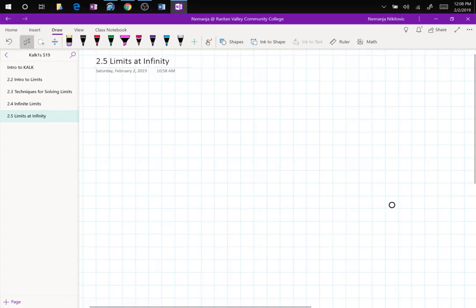Hello and welcome back to Calculus 1, section 2.5 on limits at infinity. Not to be confused with infinite limits.